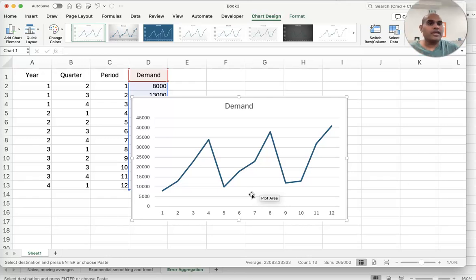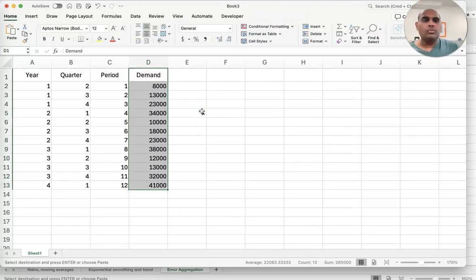So the question is, can we capture all of this at the same time? And that's what we're going to talk about today. We're going to capture trend separately, and we're going to capture seasonality separately, and then we're going to use both of those to come up with a forecast. So how exactly is this done? First, we will figure out how much seasonality we have in the data.